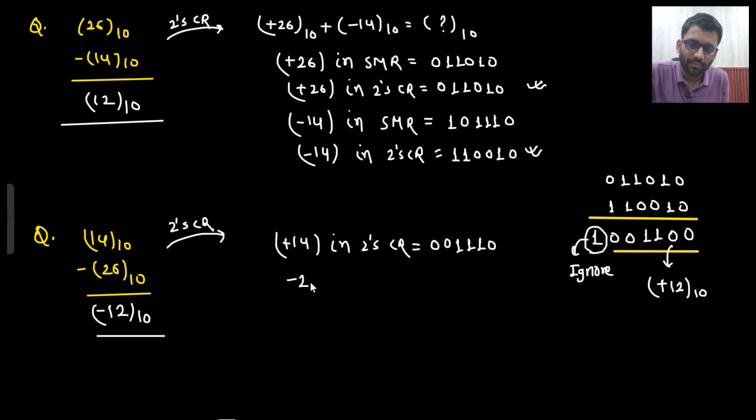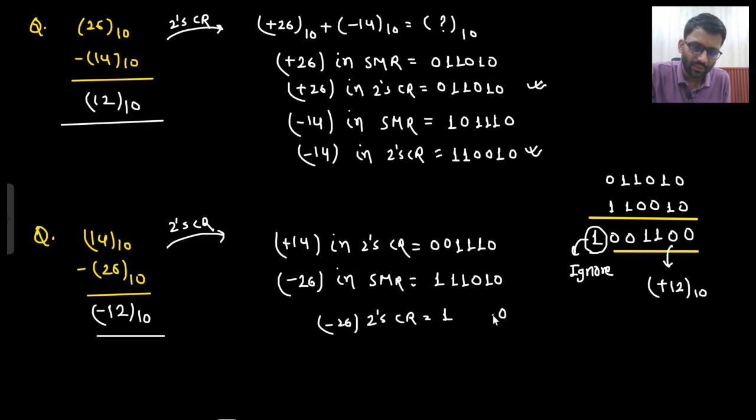Now minus 26 in sign magnitude representation. What would that be? 1 as it is, 1 1 0 1 0. And in 2's complement representation, what would minus 26 be? 1 here as it is, 0 1 1 0 0. So that would be in 2's complement representation.